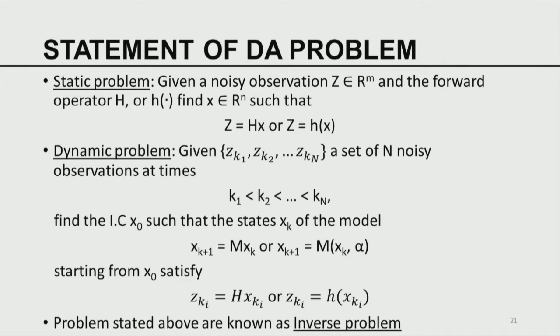So what is the statement of a typical data assimilation problem? I would like to describe the problem either as a static problem or as a dynamic problem. Given a set of noisy observations z belonging to R^m and the forward operator, the matrix H or the function h of x, find x such that z is equal to Hx or z is equal to h(x). So this is the linear problem, this is the nonlinear problem.